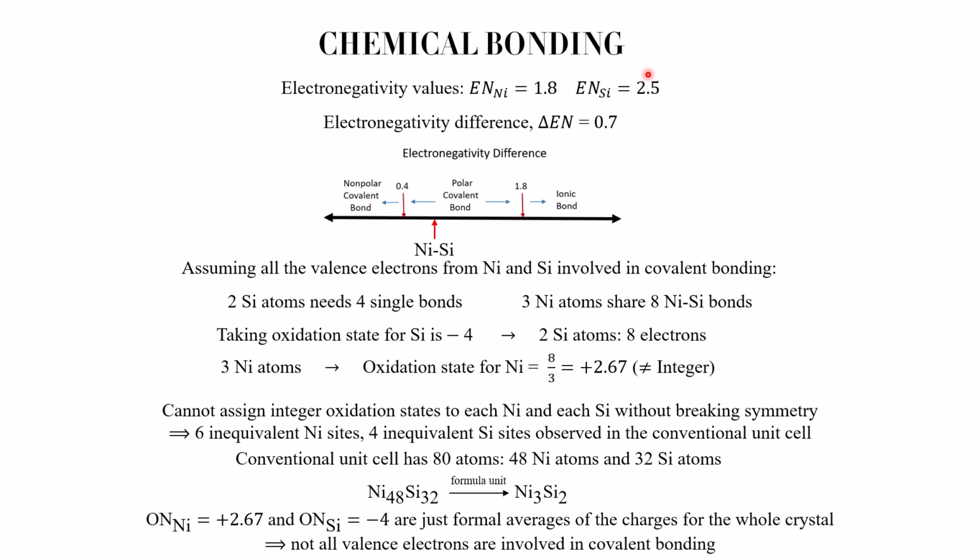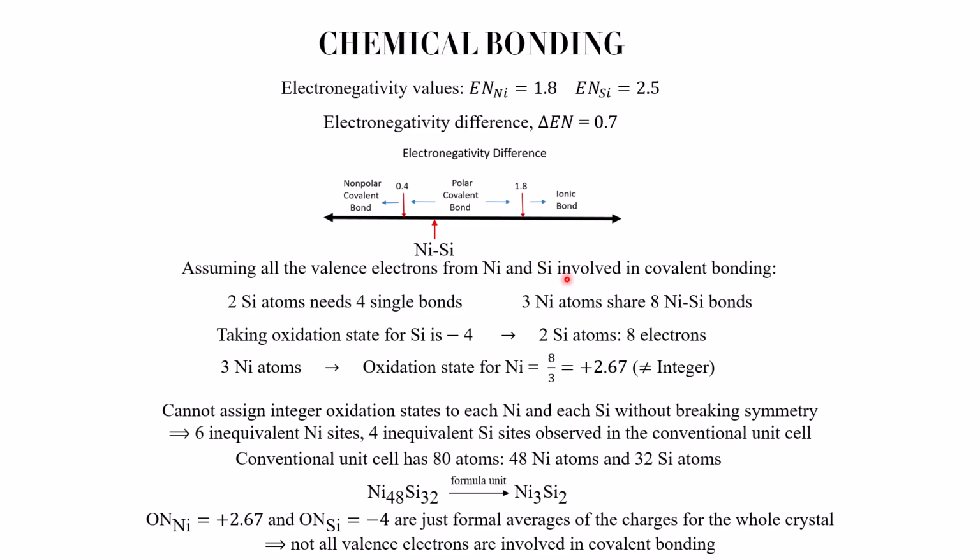Now, let us consider the chemical bonding of Ni3Si2. Firstly, we take the electronegativity difference between the 2 atoms to know the type of bond between the atoms. According to the calculation, we know that Ni3Si2 falls in the polar covalent bond region. Now, the question arises: does Ni3Si2 only consist of covalent bonds? Do all the valence electrons contribute to covalent bonding?